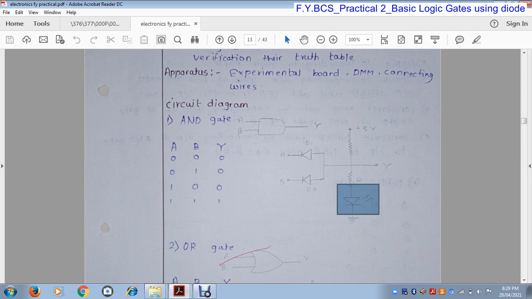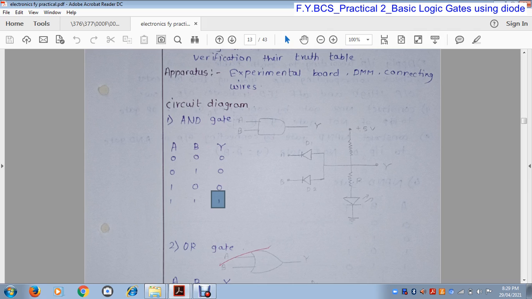When the output is 0, the LED should be off. That means when the output is 0, the LED is off, and when the output is 1, the LED blinks. So a blinking LED represents that the output is 1 and an off LED represents that the output is 0.